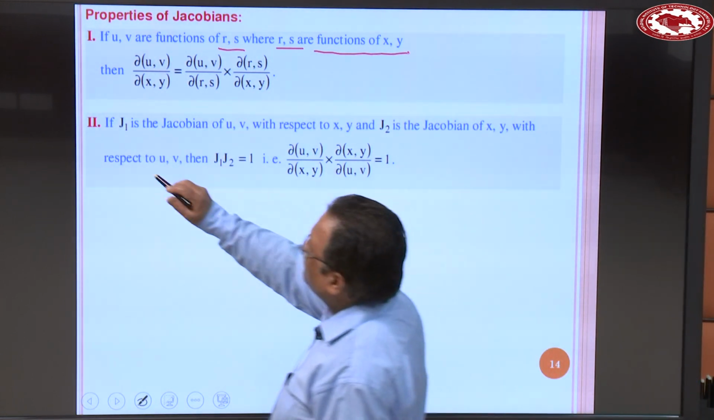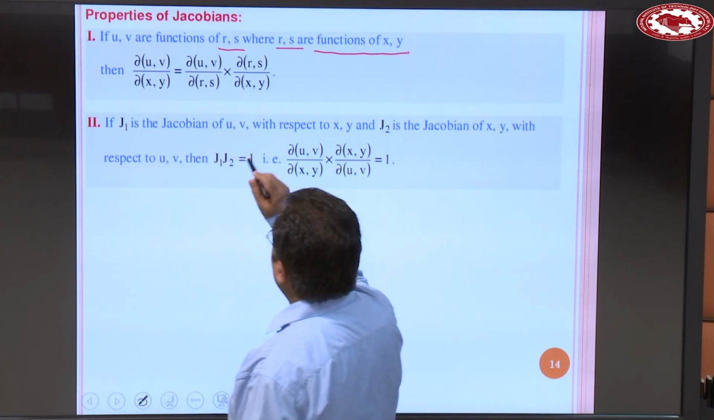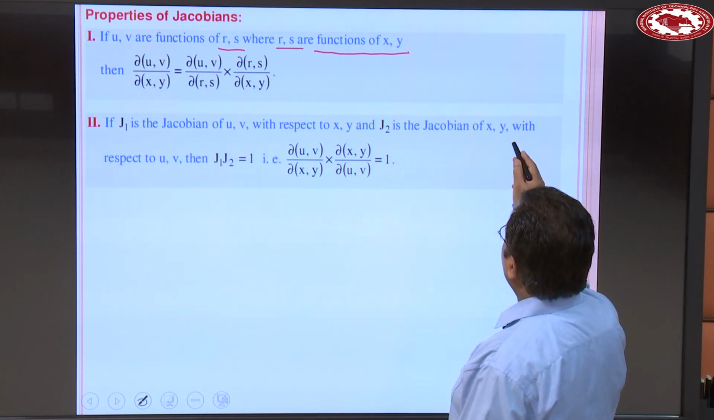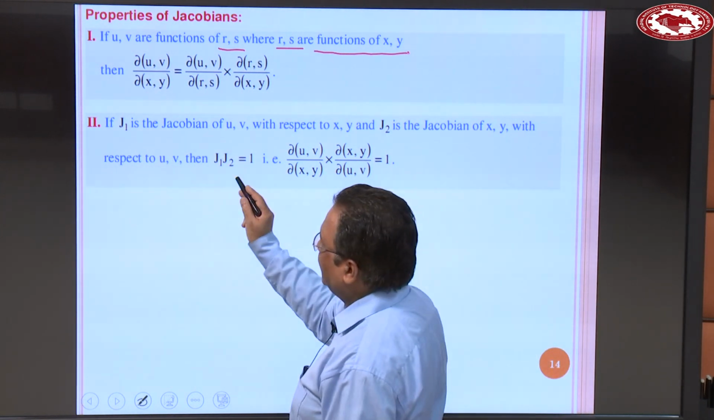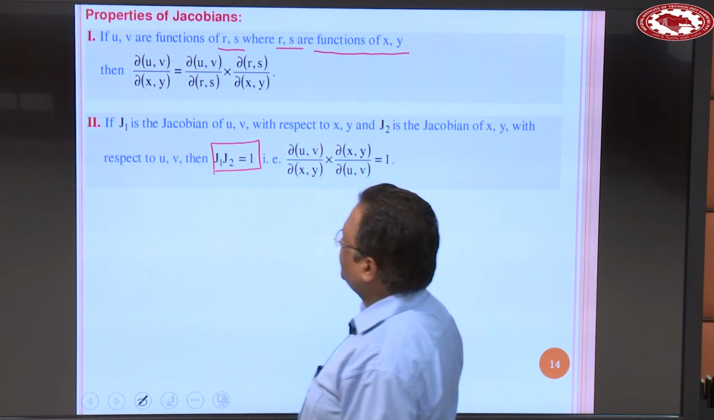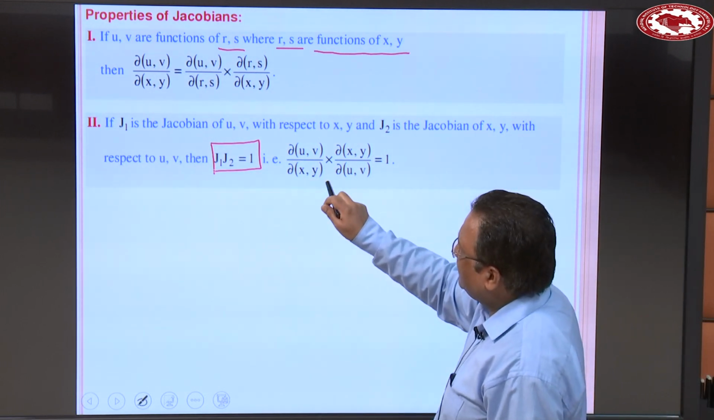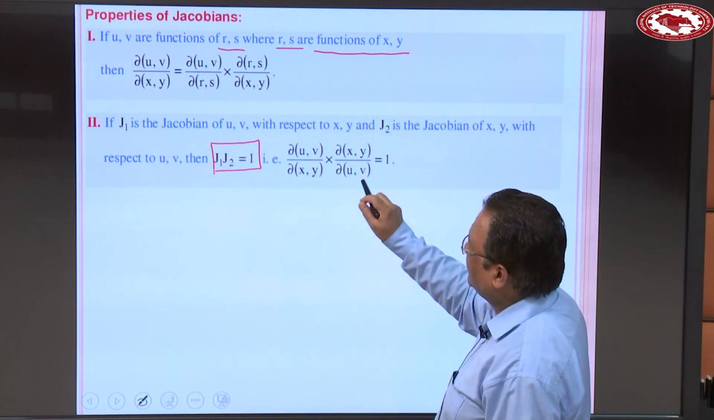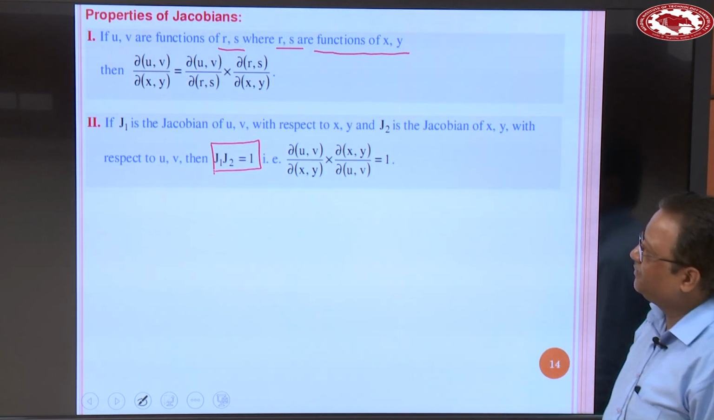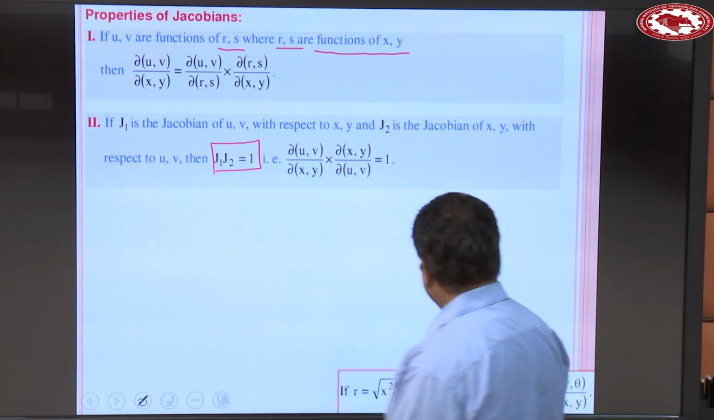Similarly, the second property is: if J1 is the Jacobian of u, v with respect to x, y and J2 is the Jacobian of x, y with respect to u, v, then J1 J2 is equal to 1. This means ∂(u,v)/∂(x,y) into ∂(x,y)/∂(u,v) is equal to 1. So, remember these two properties of the Jacobian.